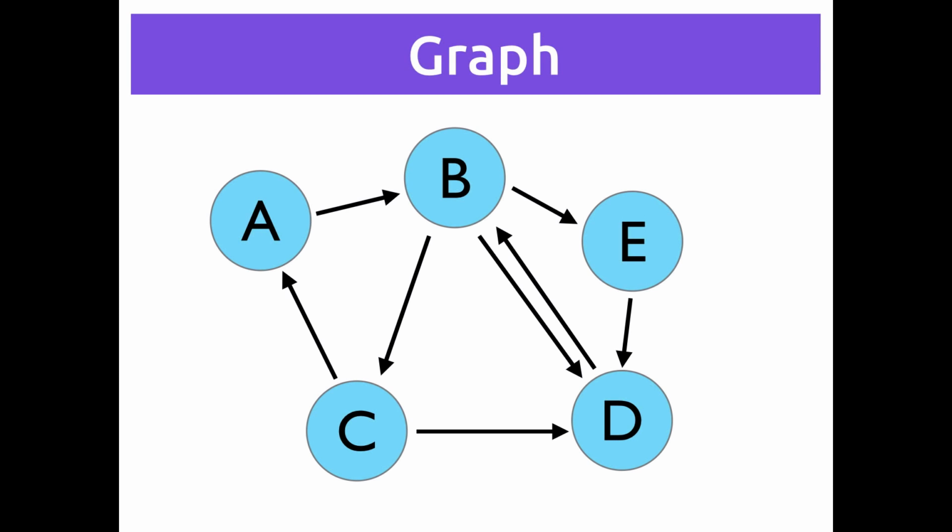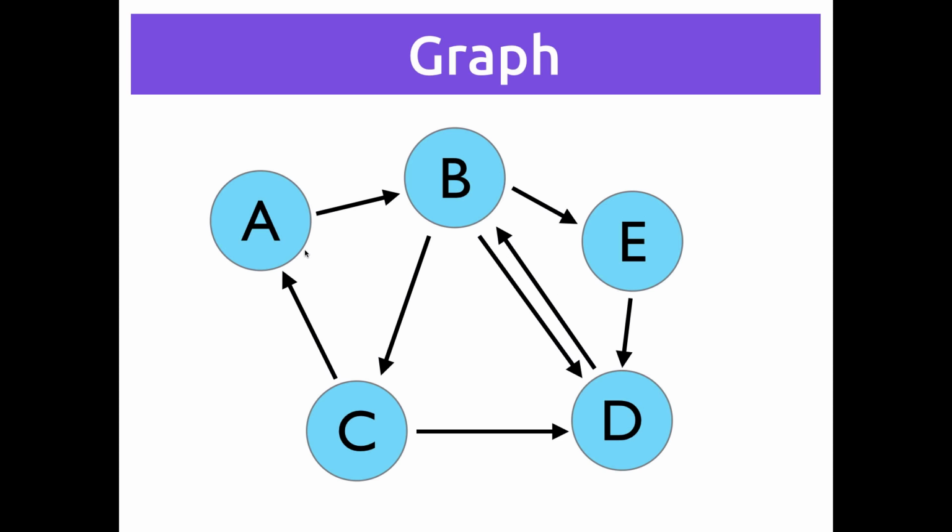And a graph looks like this. A graph is a mathematical construct where you have nodes, that's what these circles are, and the nodes have connections between them. And if you notice, these connections have arrows on them, which means they are directional. From A, you can travel to B, but from B, you can't travel back to A.